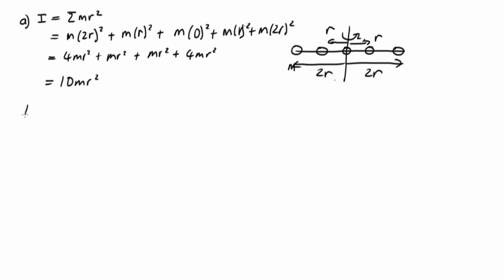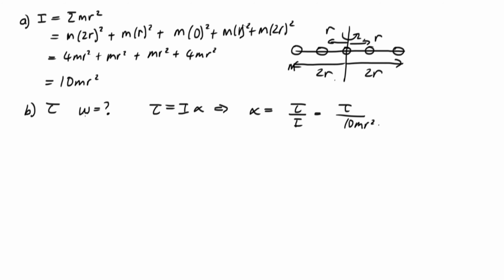for this figure. Now in part B, it says that it experiences a torque tau, and it asks us for an expression for omega. So there's a couple of steps we'll need to take. First of all, we'll need to use Newton's second law, which tells us that the torque is related to the angular acceleration through torque equals I alpha. So we can calculate the angular acceleration, which is torque over I, equal to the torque over 10 mr squared.